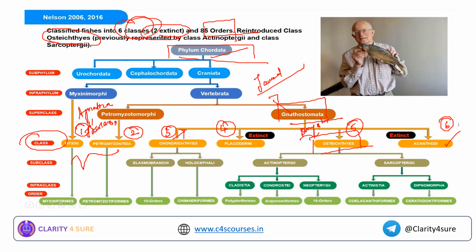Okay, what is the difference? We said that in this class the fishes are cartilaginous. What is meant by cartilaginous? What is meant by cartilage? Cartilage is nothing but flexible connective tissue. Instead of bone, the body of the fish is supported by cartilages. Okay, here in the bony fish the skeleton is bone. So this is the difference between the cartilaginous fish and the bony fish.